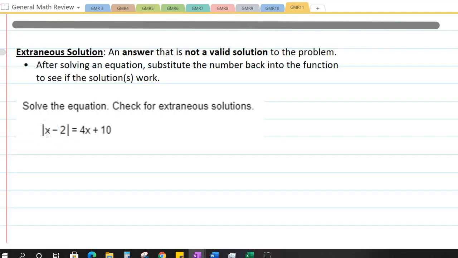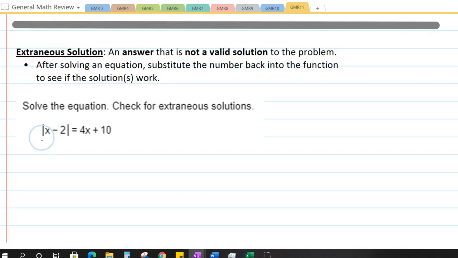Here we have some more vocabulary. An extraneous solution is an answer that is not a valid solution to the problem. Basically, it's an answer that you get that's false. After solving an equation, you need to substitute the number back into the function to see if the solutions work.